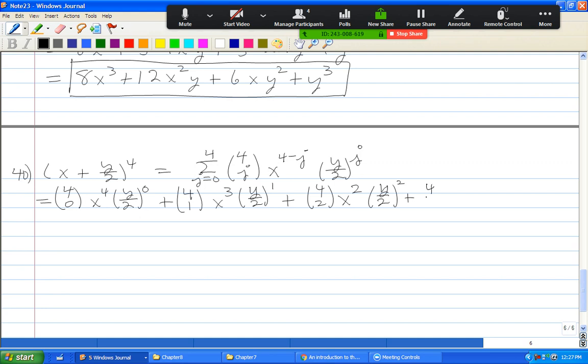Plus 4c3, and then 0, 1, 2, 3. x, 4 minus 3 is 1. y halves to the 3, plus 4c4 x to the 4 minus 4 is 0, y halves to the power 4. So this is equal to 1 times x to the 4th, y over 2 to the 0 is just 1.